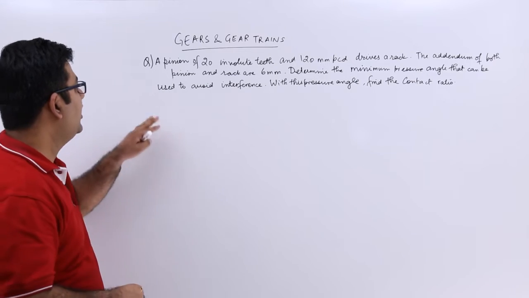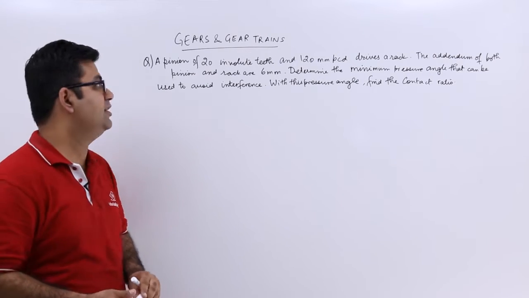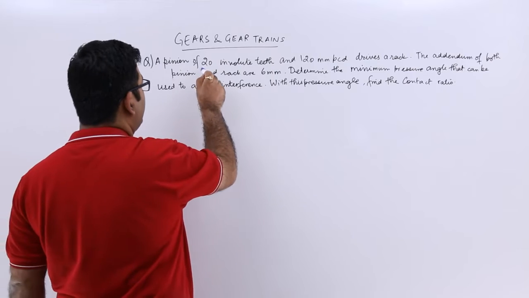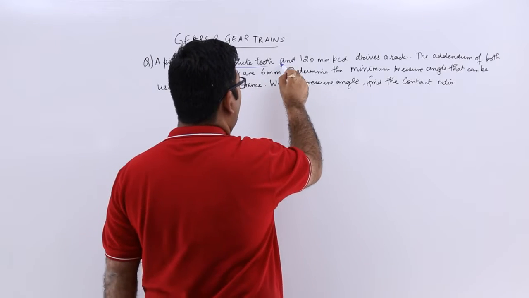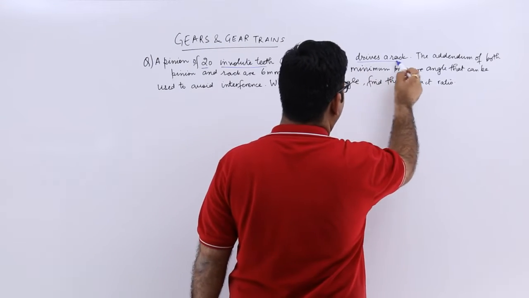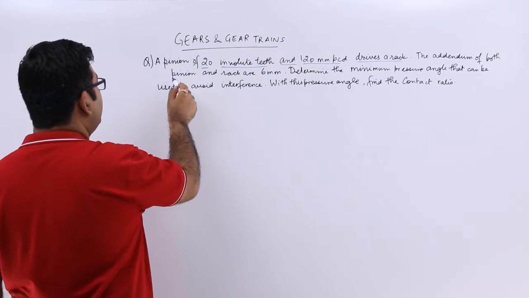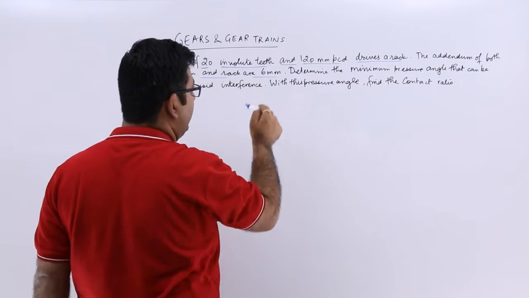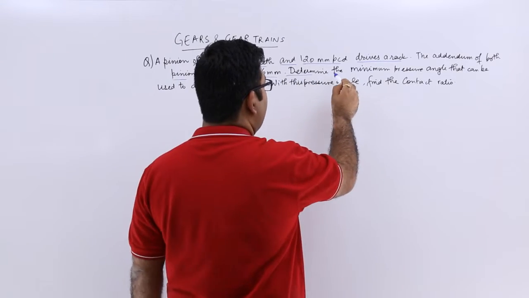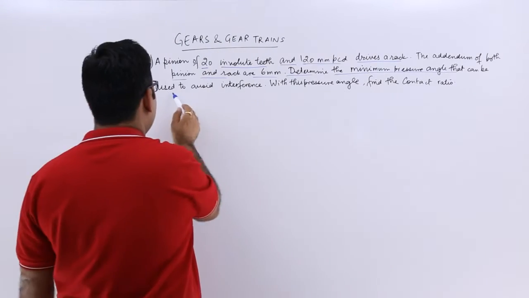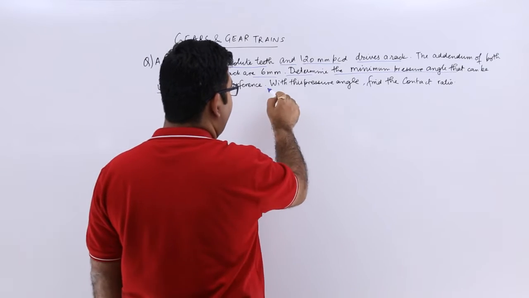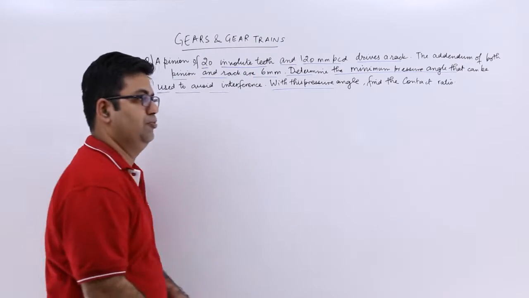Now let's have a look at the third question on gears. It says a pinion of 20 involute teeth and 120 mm PCD drives a rack. So this is the question on rack and pinion. The addendum of both pinion and rack are 6 millimeters. Determine the minimum pressure angle that can be used to avoid interference. With this pressure angle, find the contact ratio.